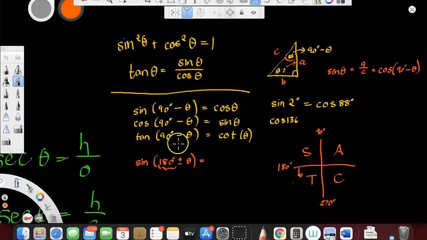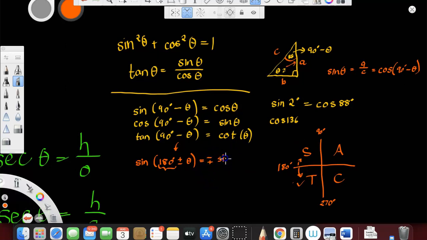And so what you're trying to do is get an acute angle, an angle less than 90 degrees in here. And to do that, you use your reduction formulas. So 180 degrees plus would be in this quadrant, a place where only tan is positive. So in that case, sine would be negative. And 180 degrees minus is in the second quadrant, so sine is positive.